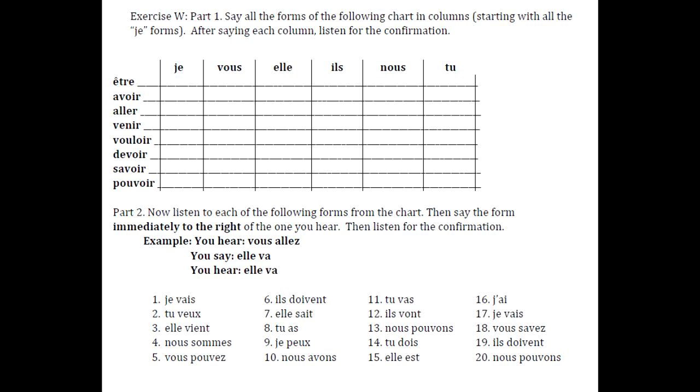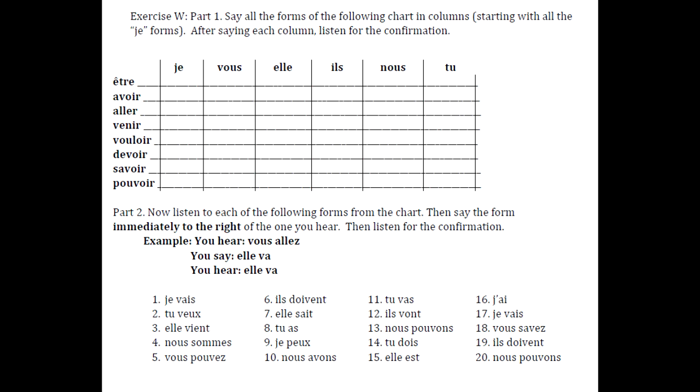Column 2. Vous, vous, vous, vous, vous, vous, vous, vous. Vous êtes, vous avez, vous allez, vous venez, vous voulez, vous devez, vous savez, vous pouvez. Column 3. Elle, elle, elle, elle, elle, elle, elle, elle. Elle est, elle a, elle va, elle vient, elle veut, elle doit, elle sait, elle peut.